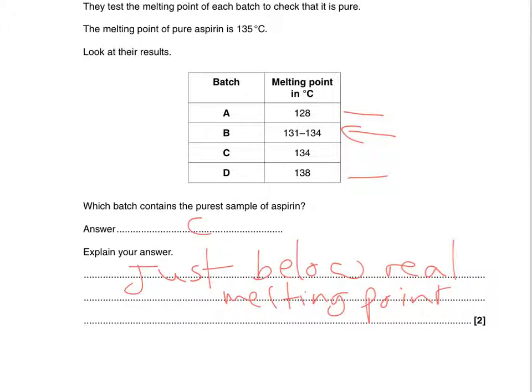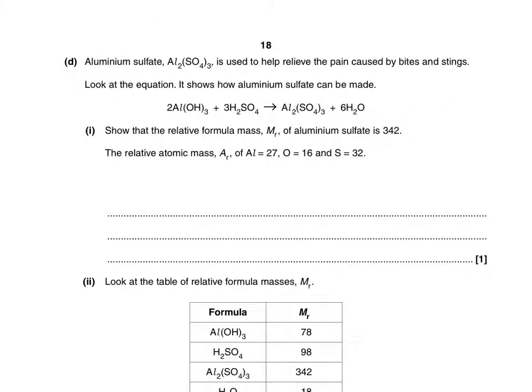You could also have that C is not a range of numbers, like I said for B, because 131 to 134. And you could also say that the more impure a substance, the lower its melting point. So you've got loads of options there, but again, it's a really easy question to do very, very well on. Okay, nearly there, guys. Stay with me. So let's move on to the last page that we're going to go through.